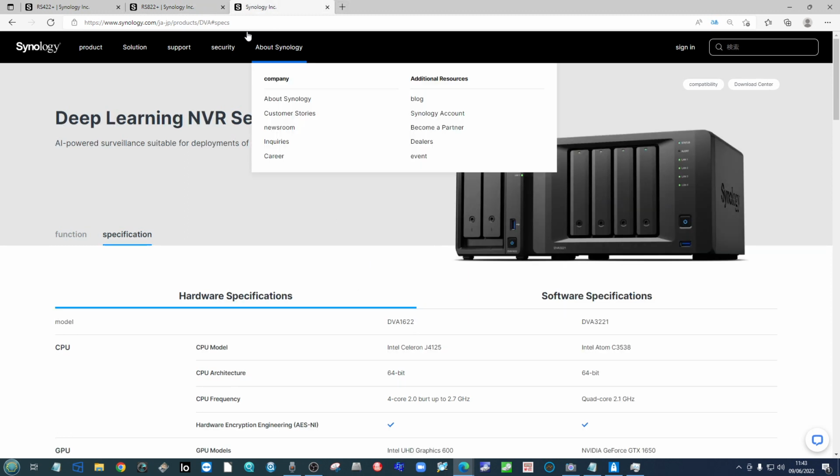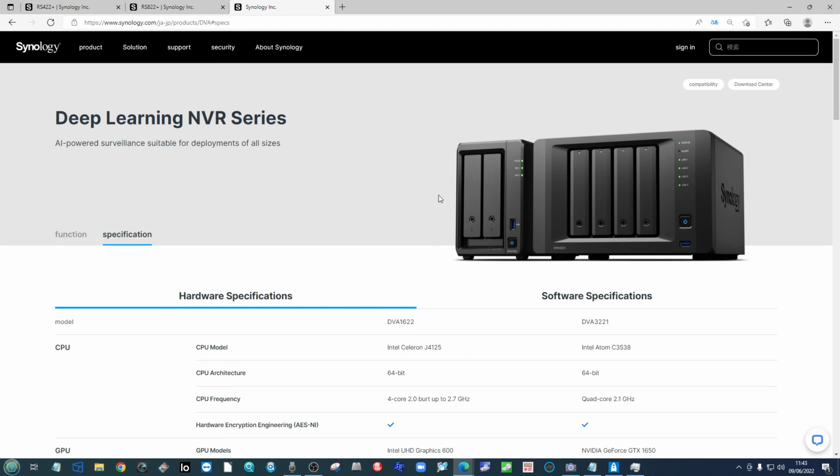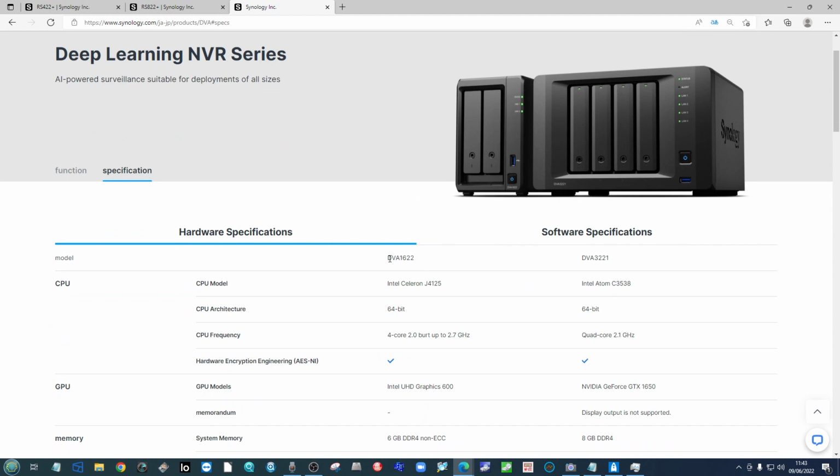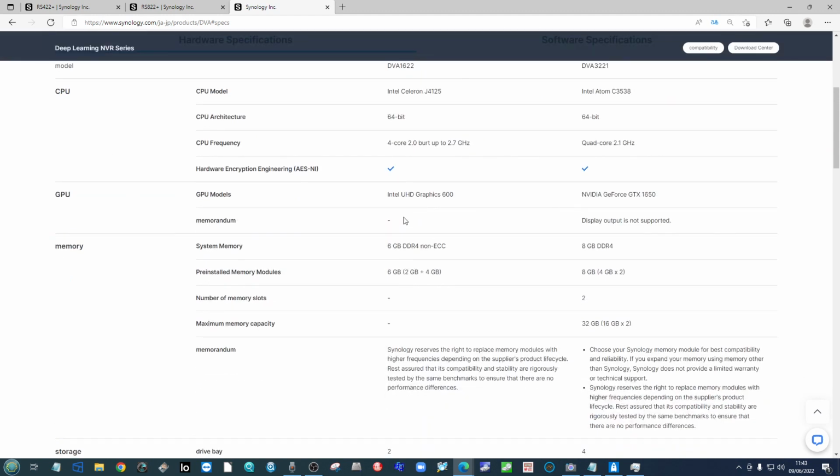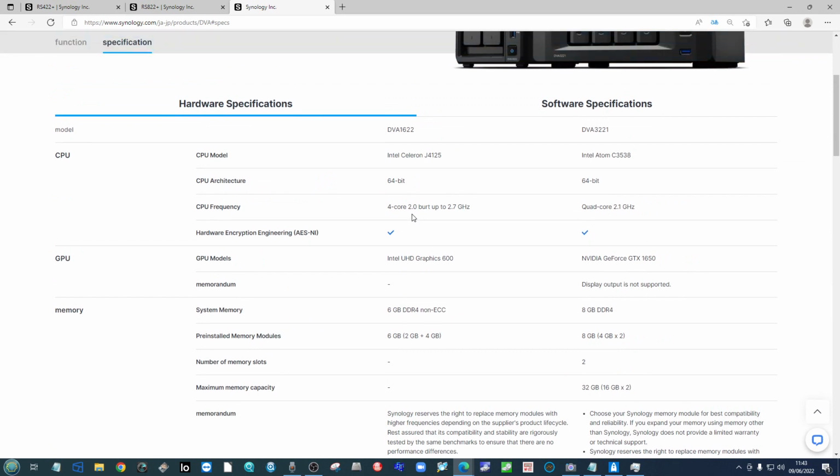And finally, there is that NVR 2-bay. The NVR 2-bay is slowly starting to appear in different regions there, the DVA-1622. And again, we've talked about it before. We've learned more about its architecture and certainly that it doesn't have a GPU card inside. The whole thing is being done with onboard, which is really impressive.